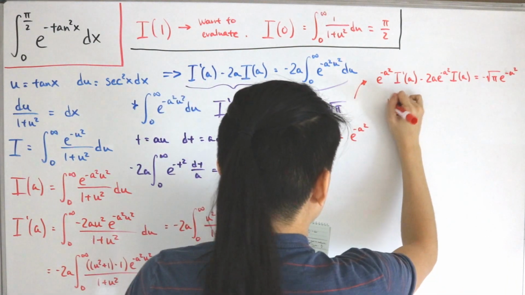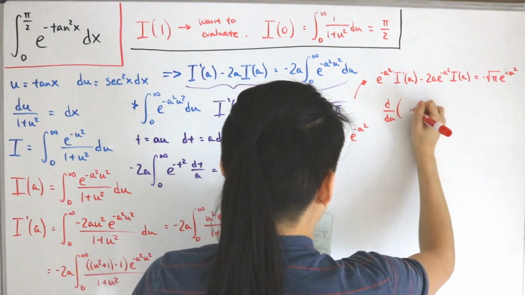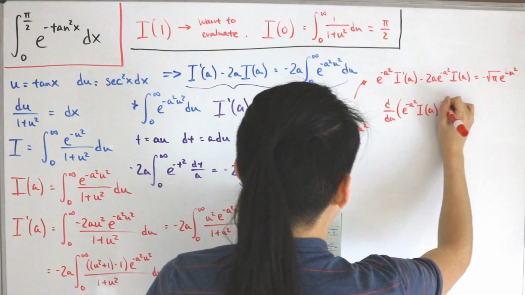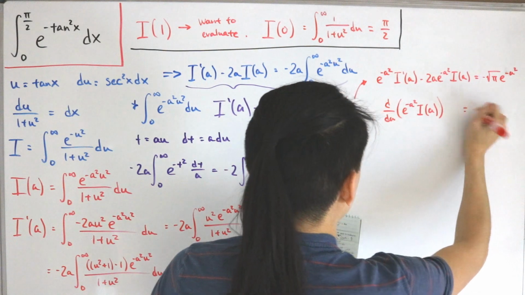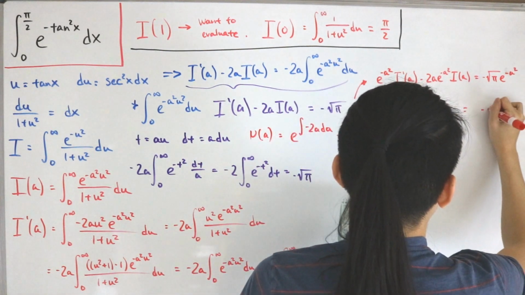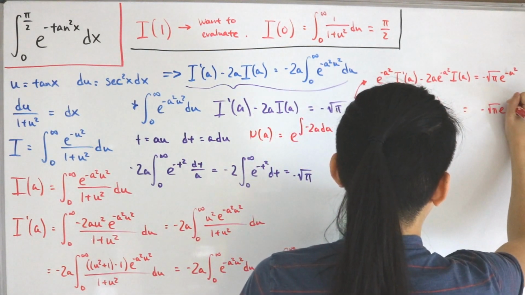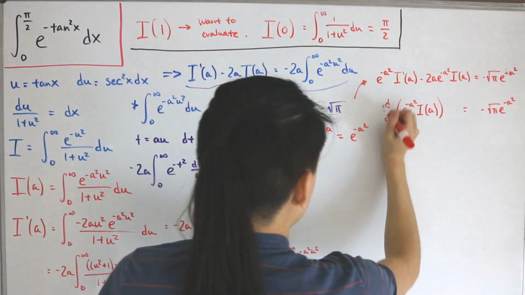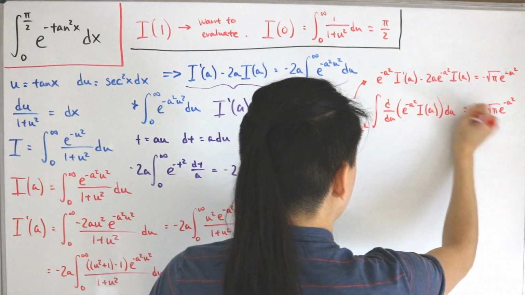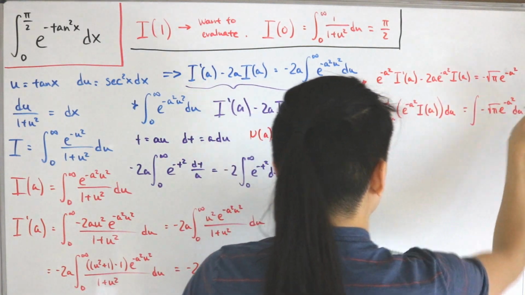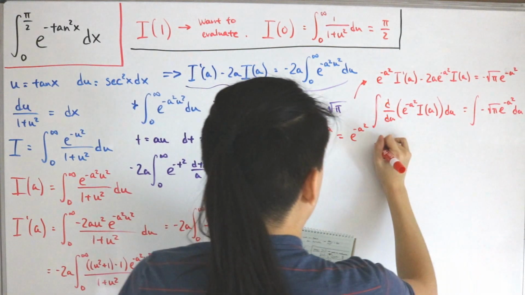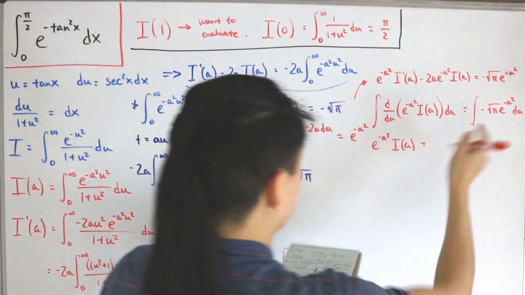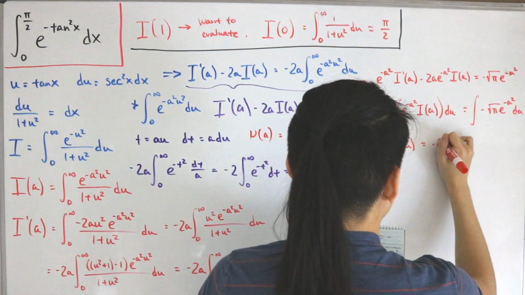So this means this is the derivative with respect to a of e to the negative a squared times I of a. Okay, and then set this equal to, this is still the same thing, negative square root of pi multiplied with e to the negative a squared. Okay, so we can undo all this by now just integrating both sides with respect to a. So integrate here and then here. So that means that just undoes that. So we have e to the negative a squared times I of a, and then set this equal to, I'll just factor out the negative square root of pi.